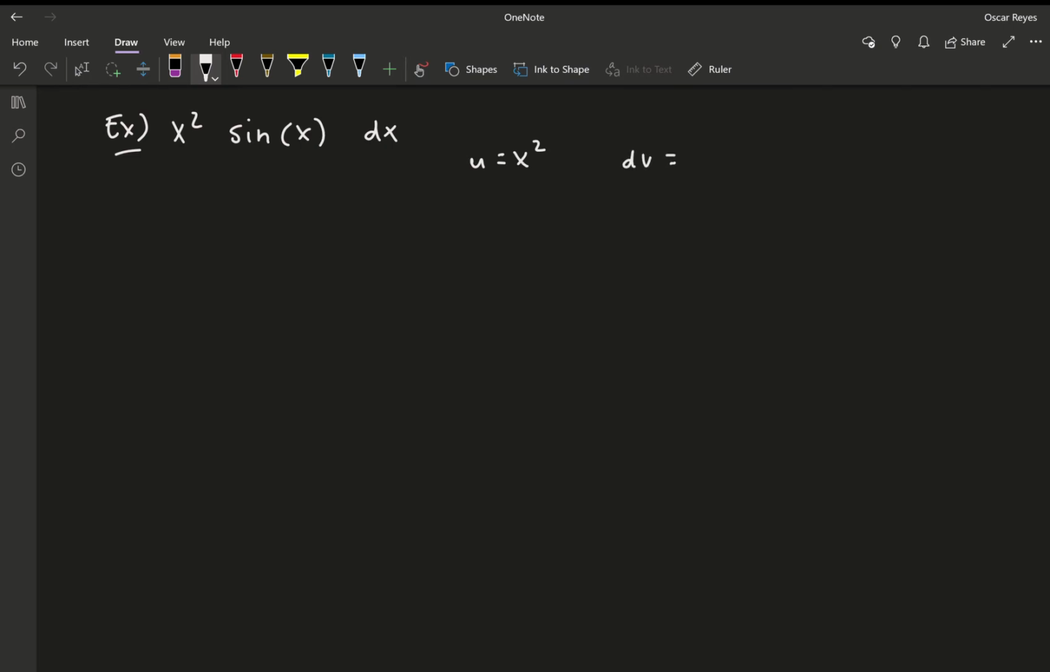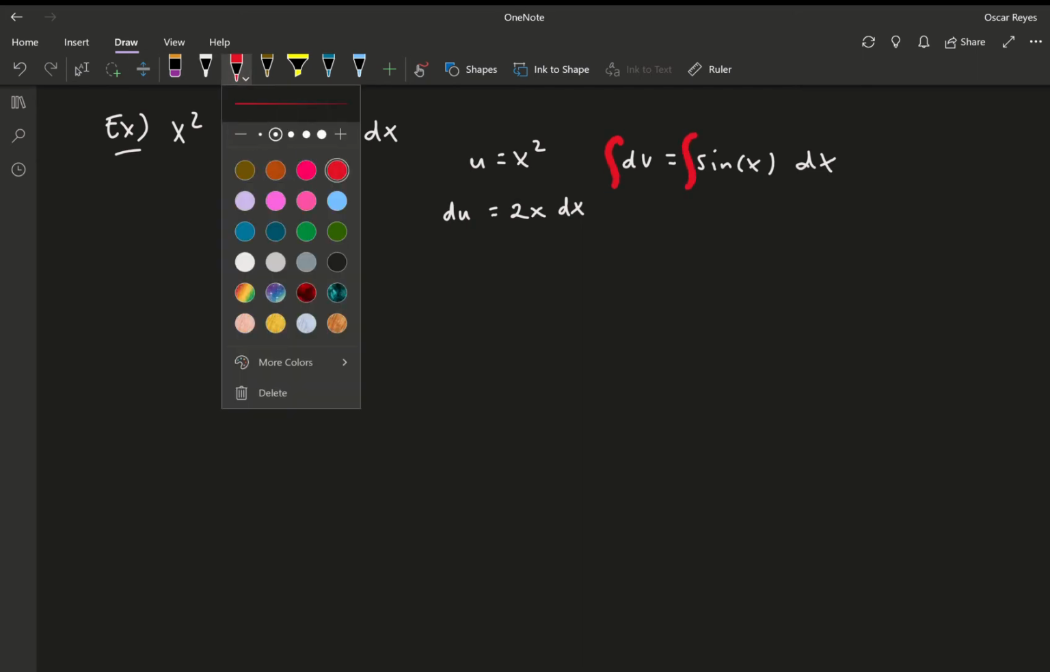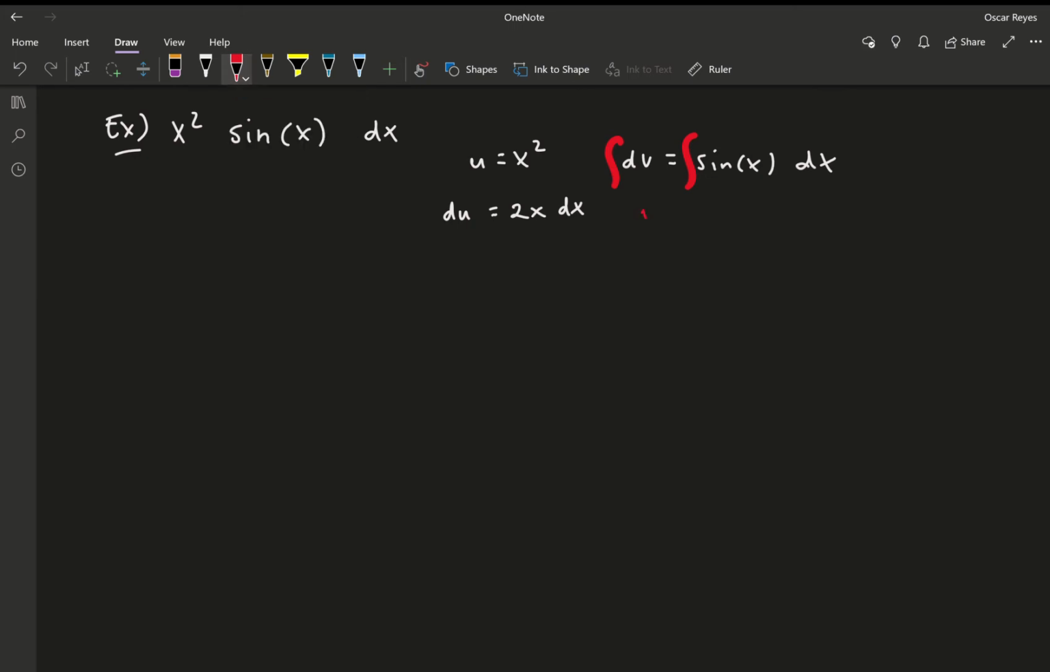So if we set our u to equal x squared, our dv is going to equal sine of x dx. Alright, so we take the derivative of this side, it's going to equal 2x dx. If we take the integral of these sides, then we're going to have v is equal to, well, sine gives us cosine, and cosine gives us negative sine. This must give us negative cosine of x.